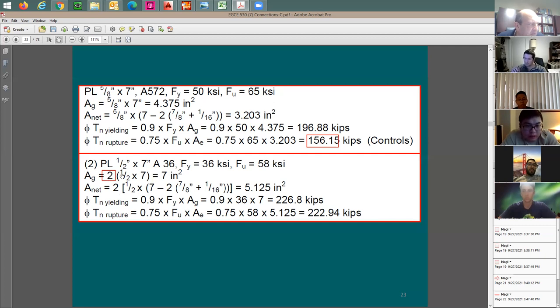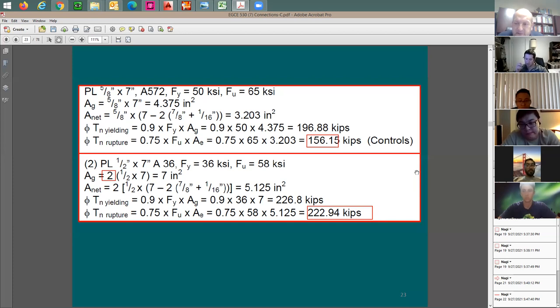You see this one, 2 times 1/2 inch times 7, but when it comes to the 7, I'm going to be subtracting 2 hole diameters. So it's going to be 2 times 7/8 plus 1/16 inch. And then you have here a factor of 2 because you have 2 bolts. So this 2 because you have 2 plates, this 2 because you have 2 bolts. All right, use the same 2 equations for the yielding and rupture. Now which one controls? It's going to be also the rupture.